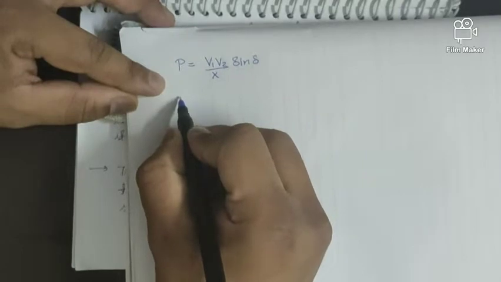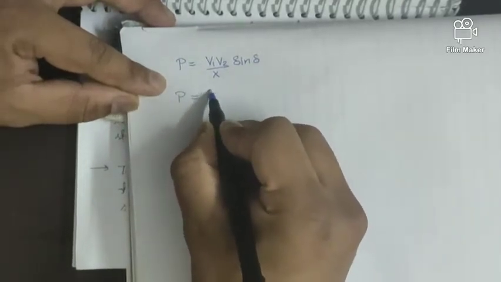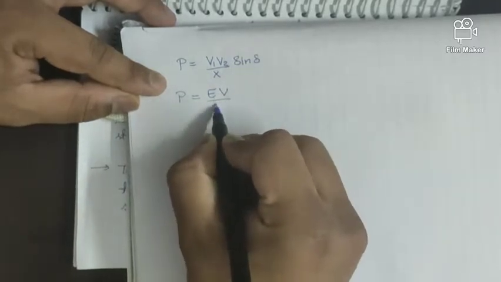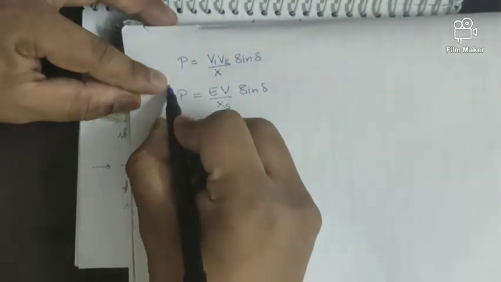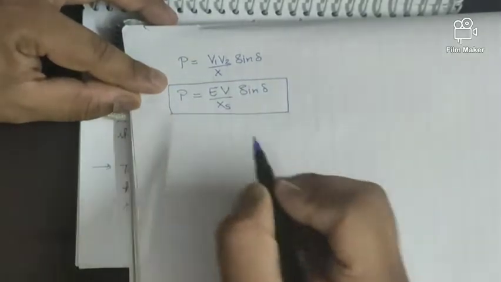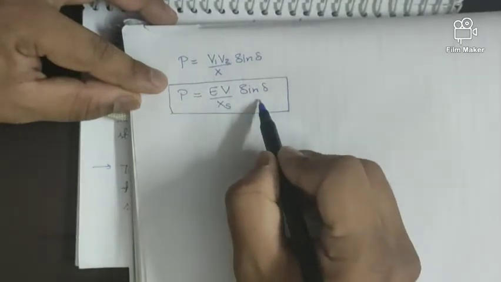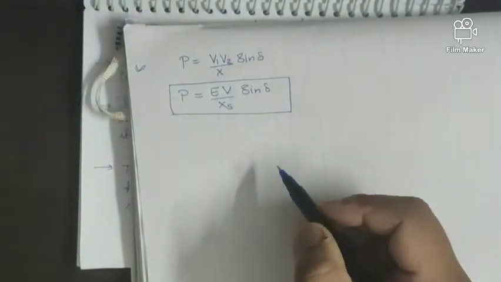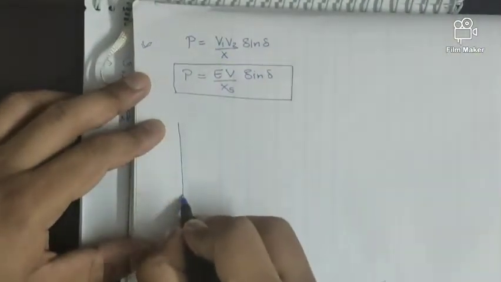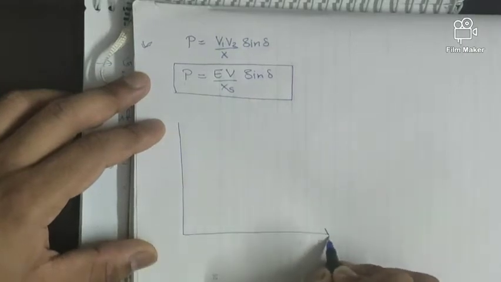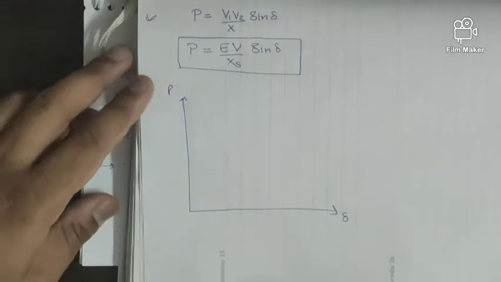And if we are talking about the synchronous machine, then this electrical power output will be equal to induced EMF into terminal voltage upon synchronous reactance into sine delta. As we can see, this electrical power output is directly proportional to sine delta. So corresponding to this equation, we can obtain a curve between active power and load angle delta. It will be a sinusoidal curve.